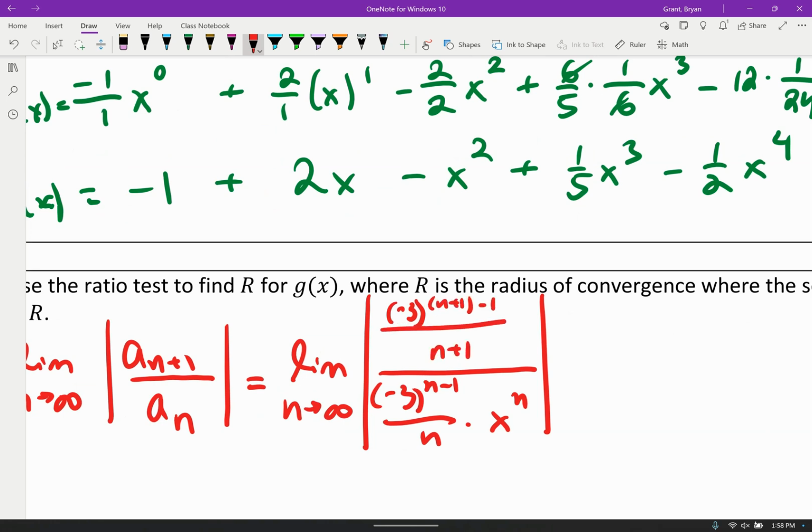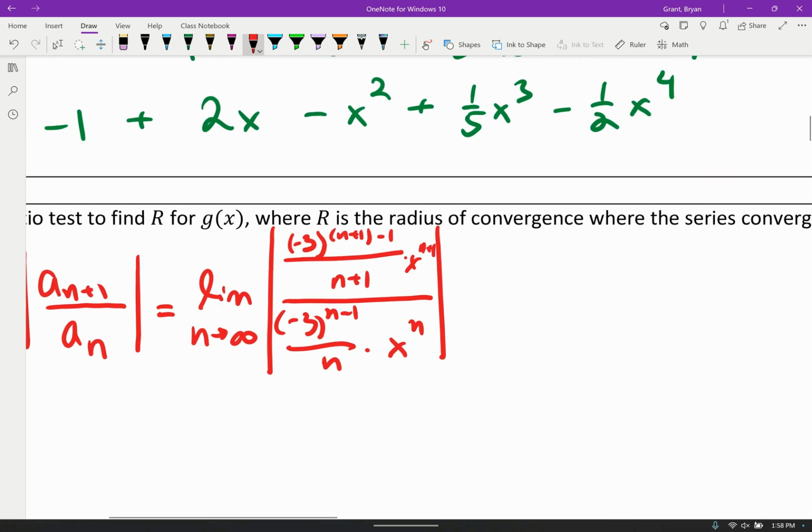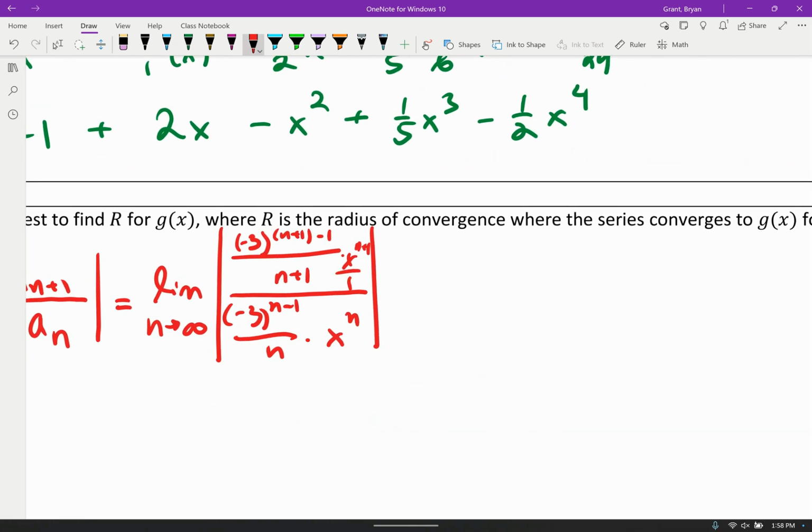Over n plus 1 times x to the n plus 1. Ooh, bad spacing, but we'll make it work. That's a negative on the 3. There we go. Next step is we try to rewrite everything so that it's not a fraction within a fraction. It's not this complex fraction. So maybe I'll treat these as being over 1, make things a little bit easier to see.